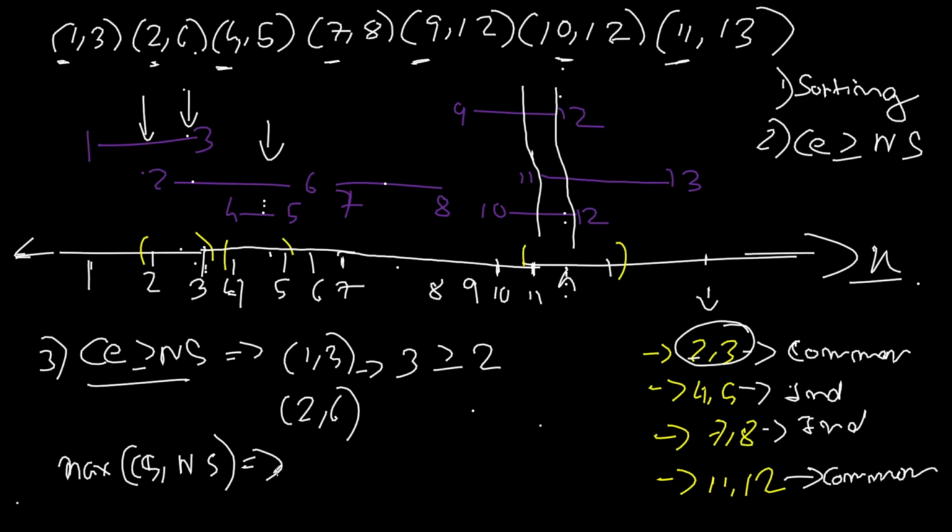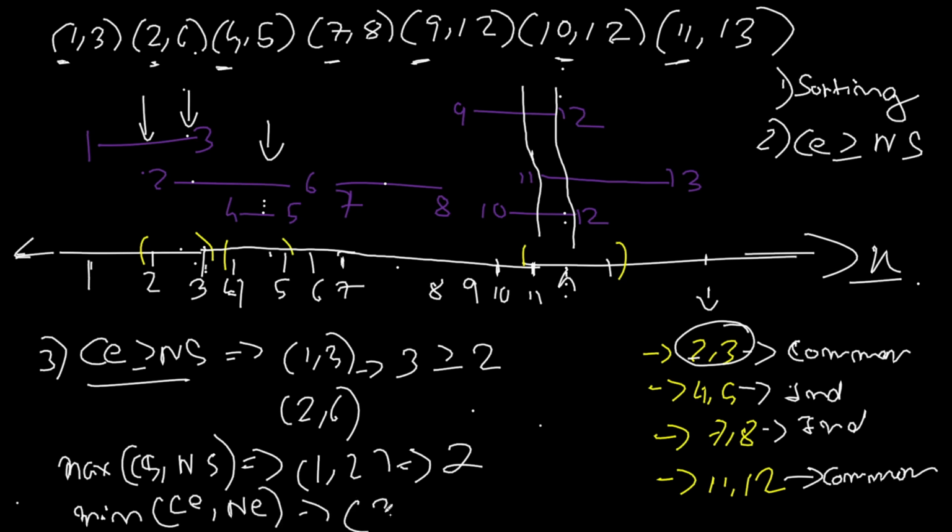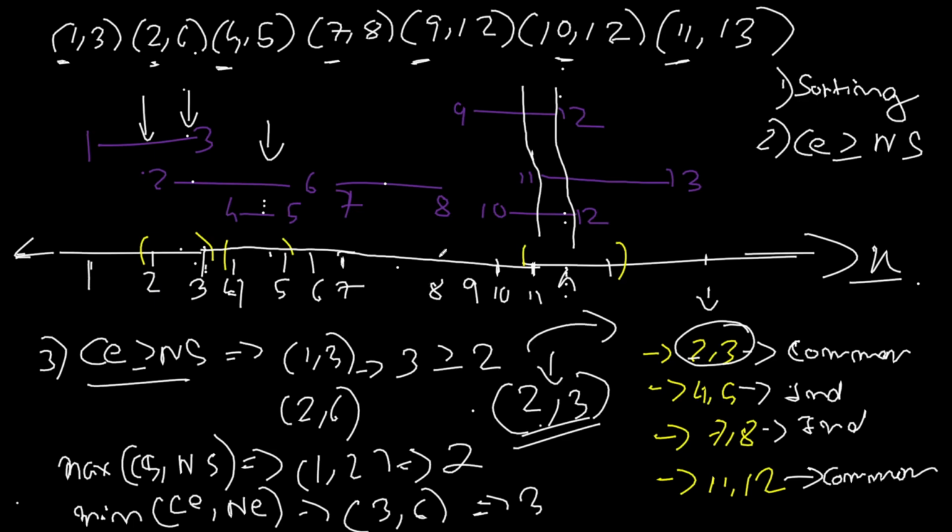So if you do this, the current start is 1 and the next start is 2, right? So the maximum from this is 2. Fine. Then the minimum of current end comma next end. Current is 3 and next is 6, so the minimum is 3. So what we got is start as 2 and end as 3 as the common range, right? And this common range can be carried forward to check whether the third balloon also comes under this range or not. So this is the third thing which you figure out.